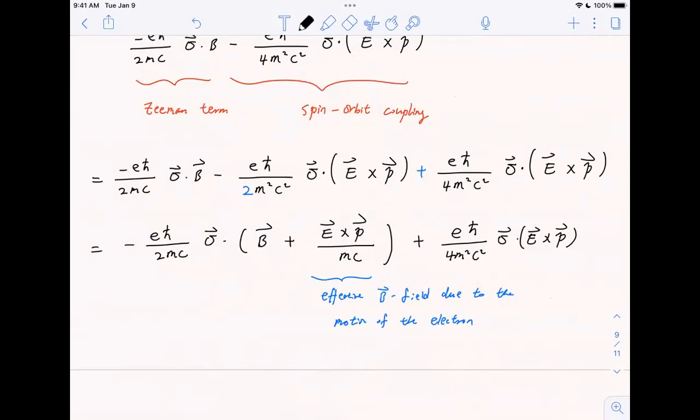So you can see that in spin-orbit coupling, there is one part that is due to the effective B field due to the motion. And this part will be relatively easy to understand if you know the relative effect of E field and B field.